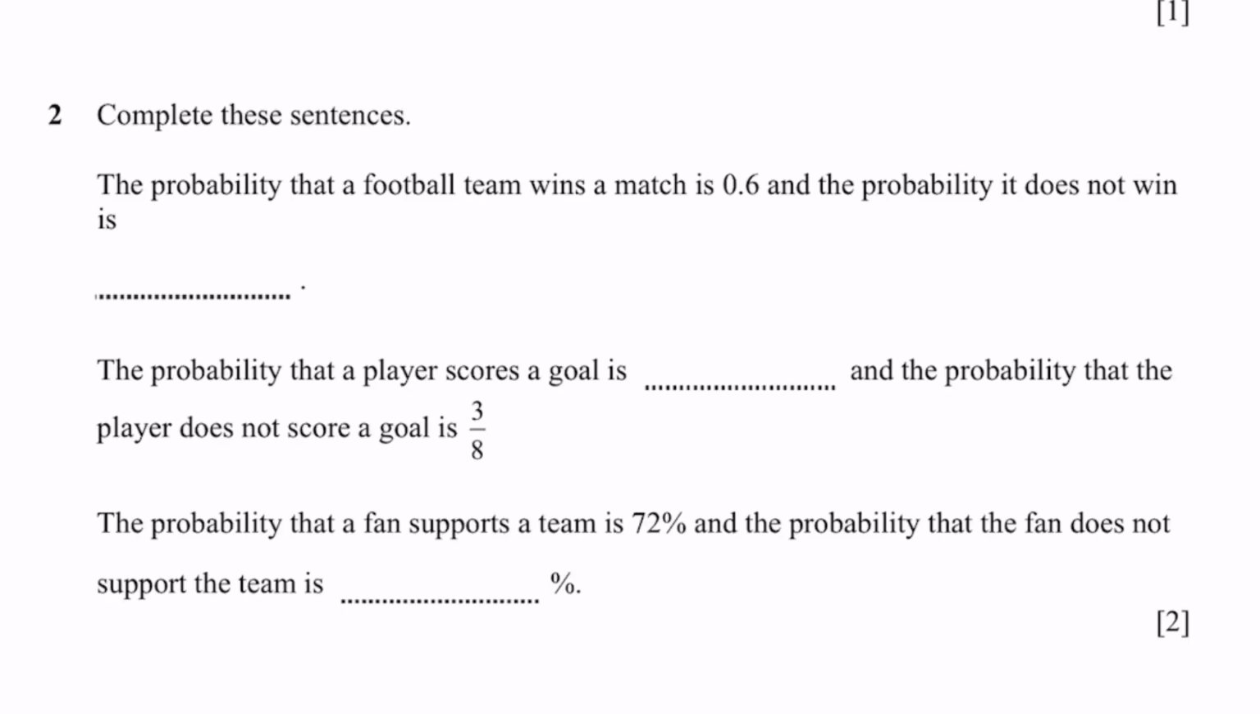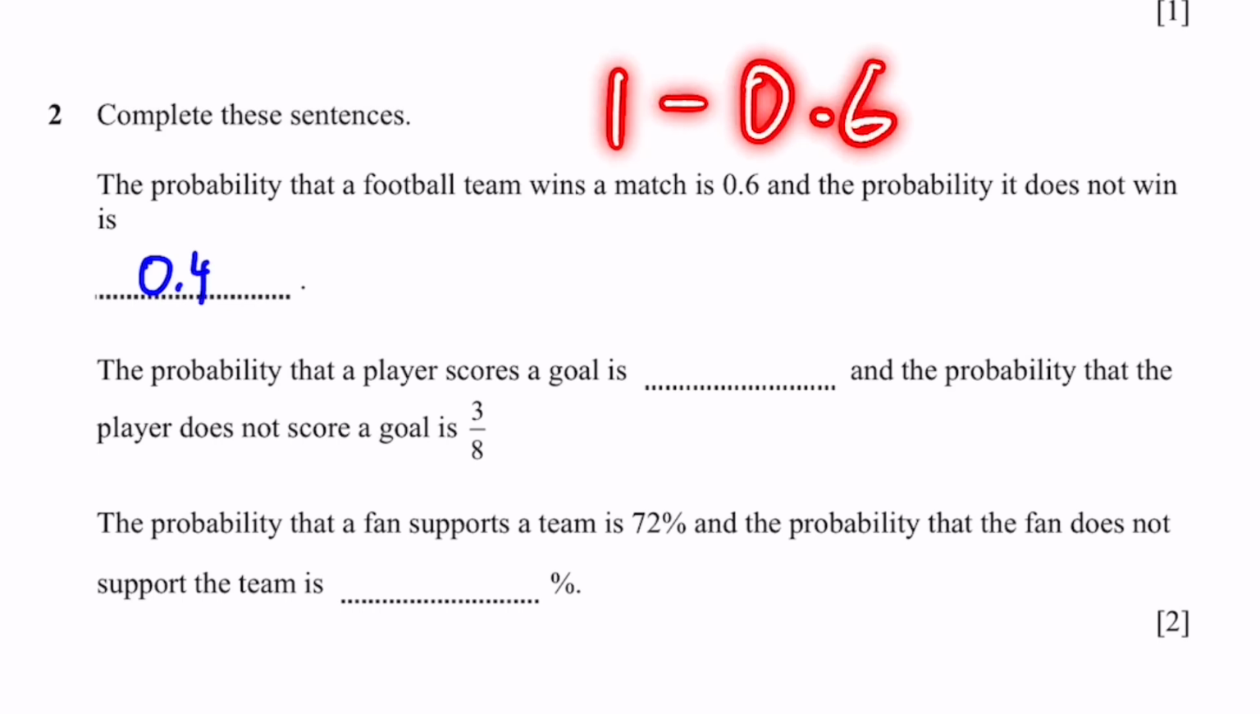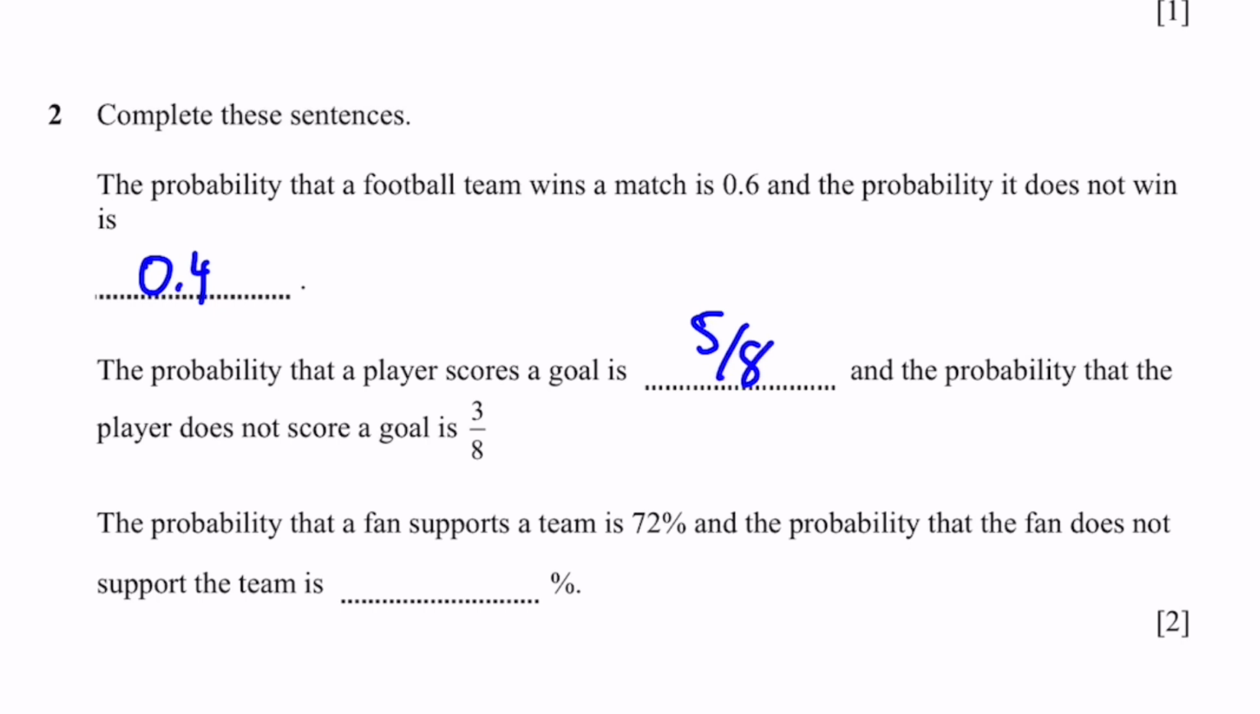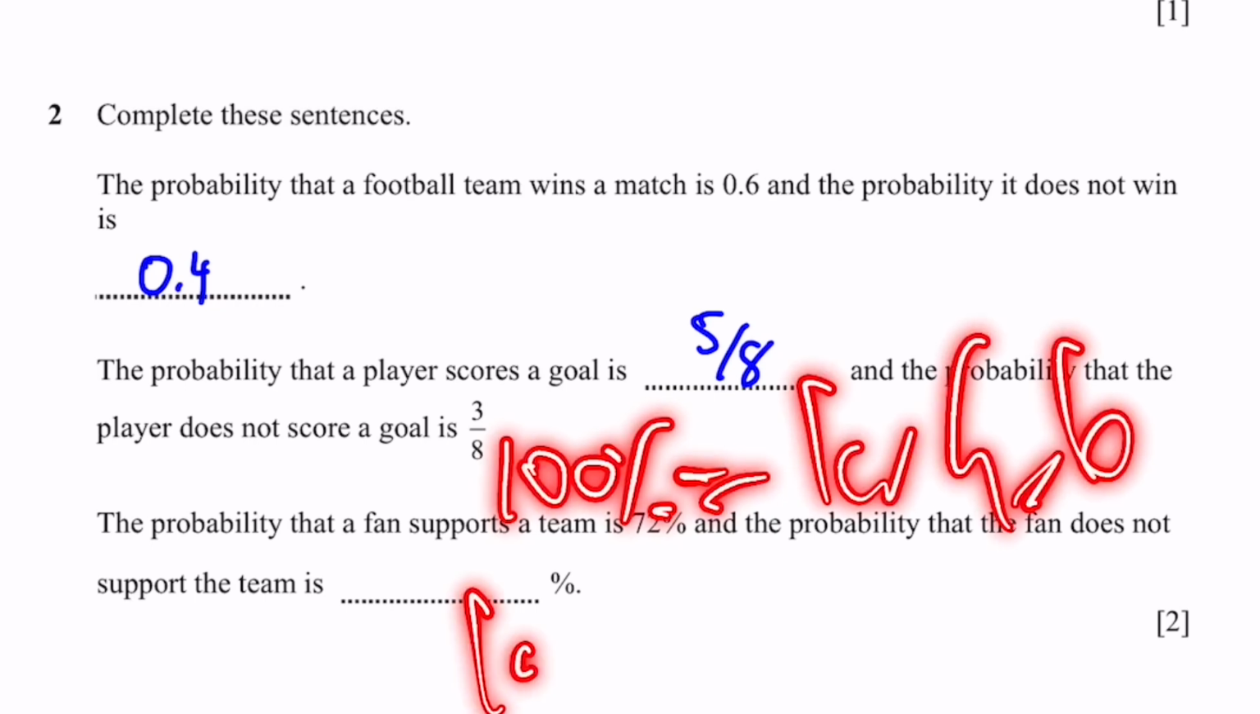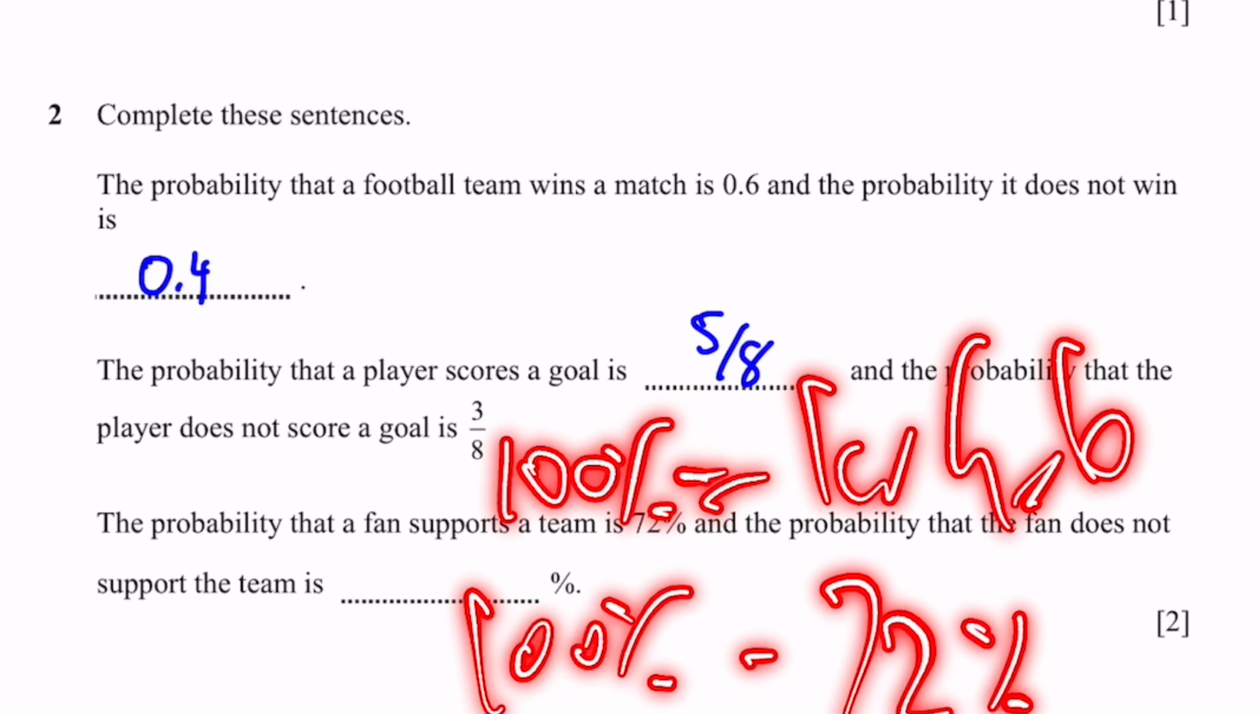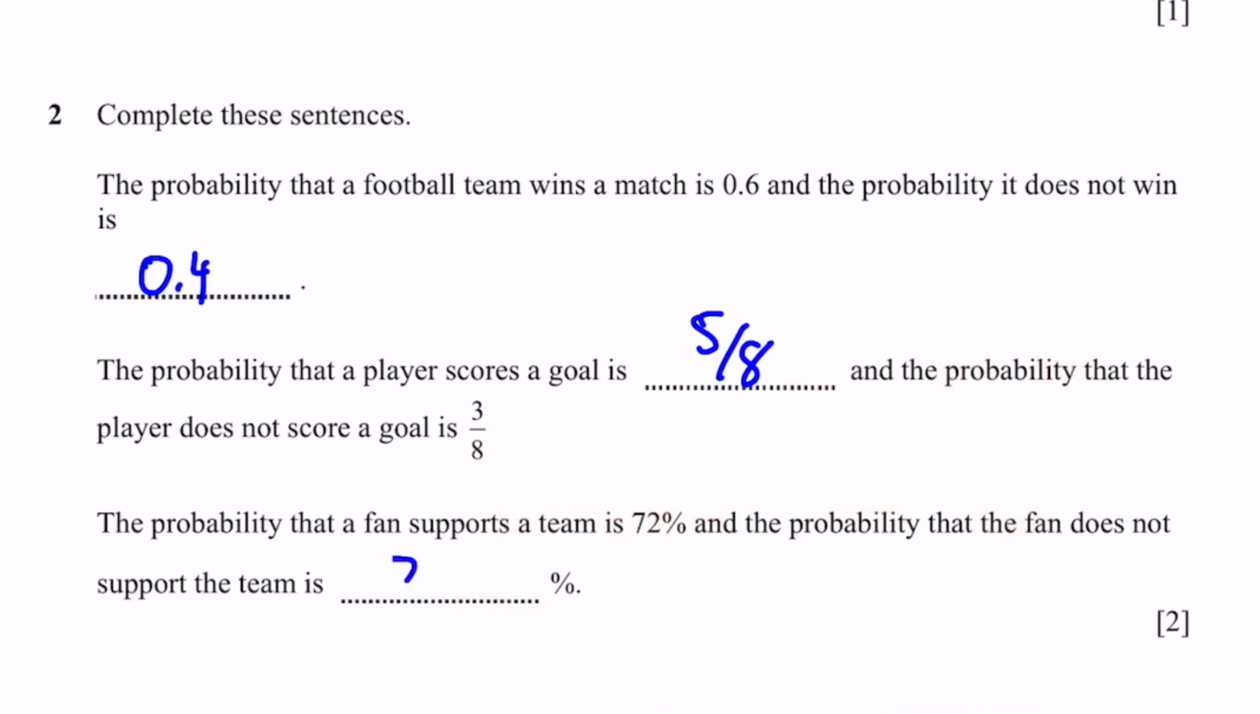Question 2. Complete these sentences. The probability that a football team wins a match is 0.6. Probability that it does not win is 0.4 because 1 minus 0.6, and because the total probability is always 1. The probability a player scores a goal is dash, and the probability a player does not score a goal is 3 by 8. That means 1 minus 3 by 8 is 5 by 8. The probability that a fan supports a team is 72%, and the probability that the fan does not support it is dash percent. So we have 100%, that's equal to 1 whole. That means 100% minus 72%, which is 28%. That's the answer.